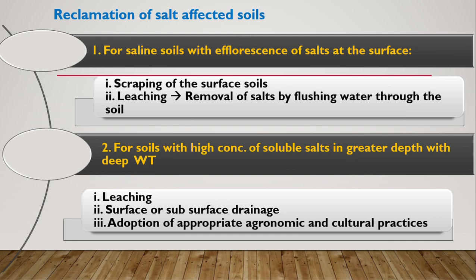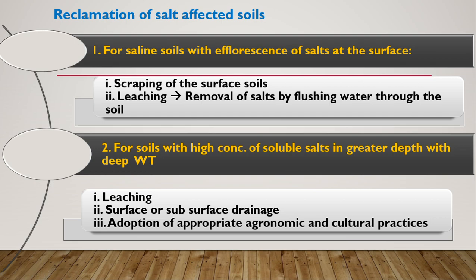Now, for soils with a high concentration of soluble salts at greater depth with a deep water table, the water table is very much below the ground surface, but the soil above has some amount of soluble salt in it. In that case, what do we have to do? We can do these methods: leaching can be done, surface or subsurface drainage can be done, and adoption of appropriate agronomic and cultural practices.